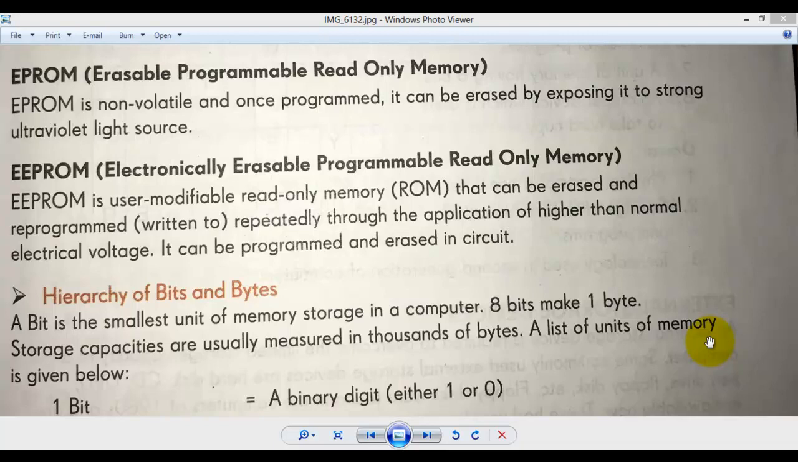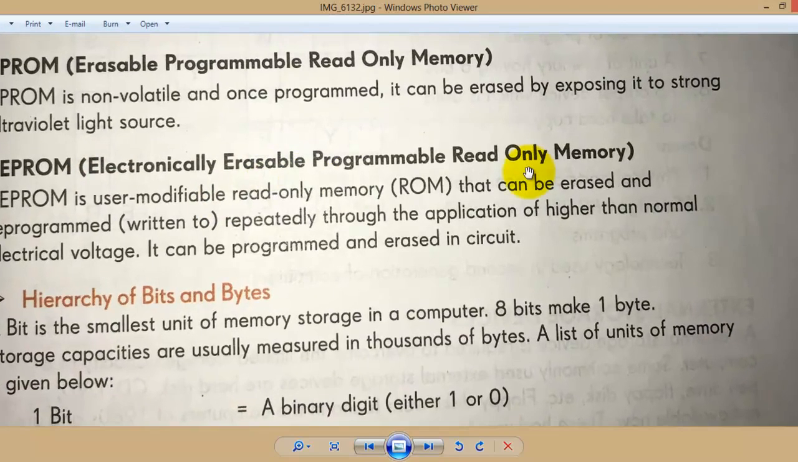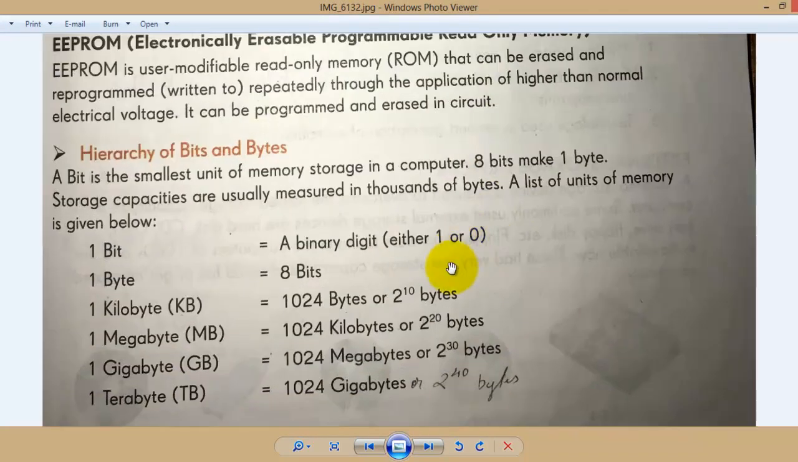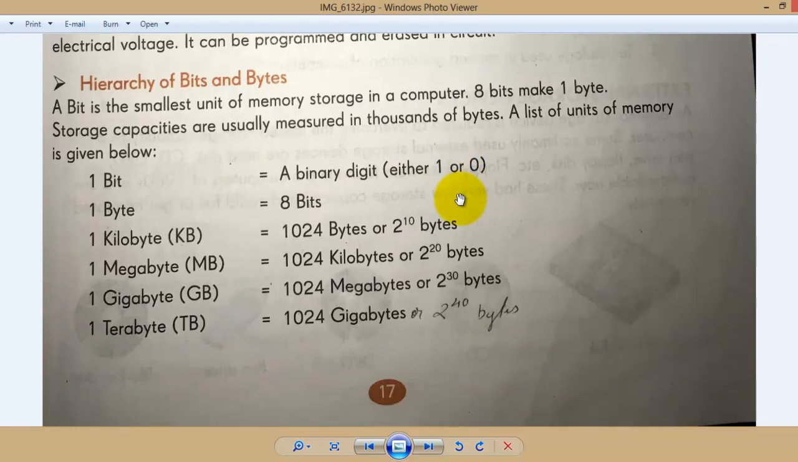So these are some types of ROM, or memory, that we can use inside the processor in the CPU. Next is the hierarchy of bits and bytes, which we use to denote the memory used in a computer. A bit is the smallest unit of memory stored in a computer. 8 bits make 1 byte. This point is very important: a bit is the smallest unit of memory.